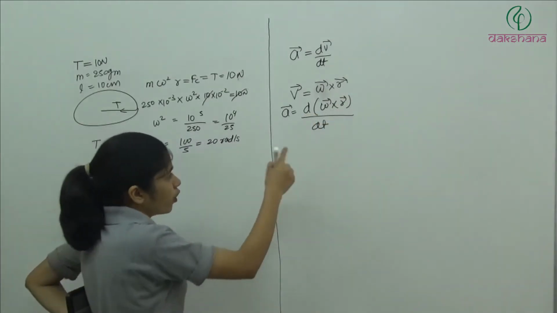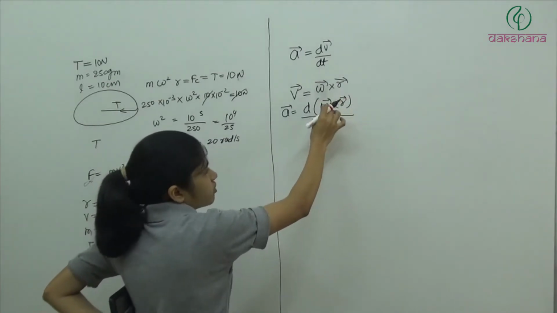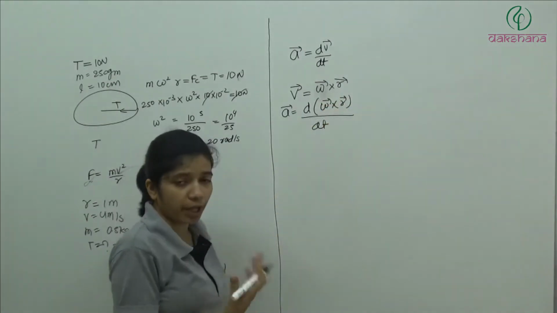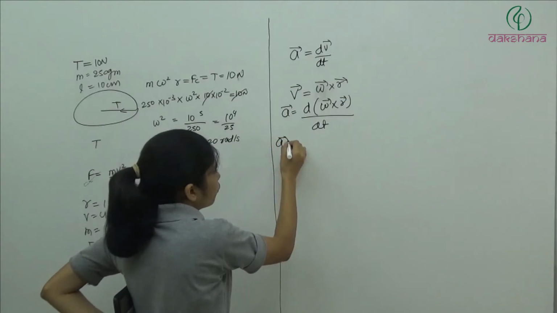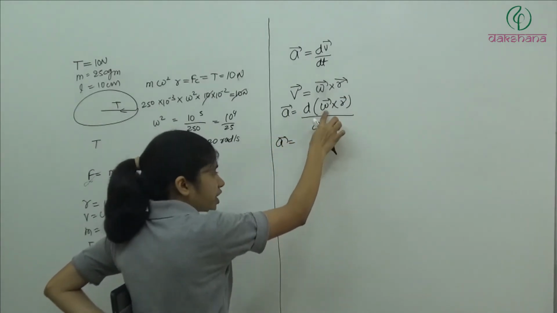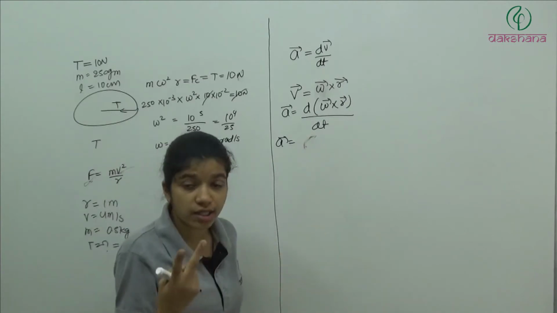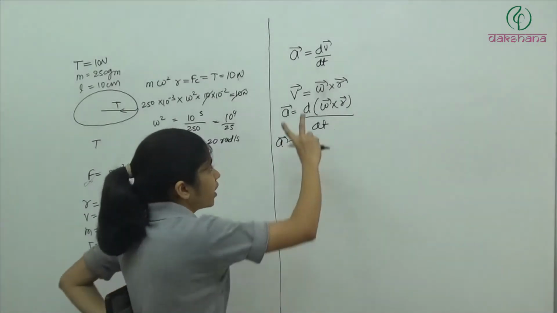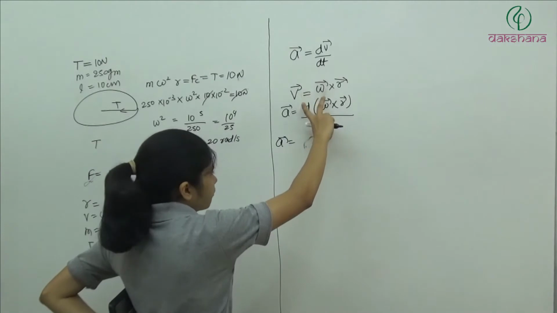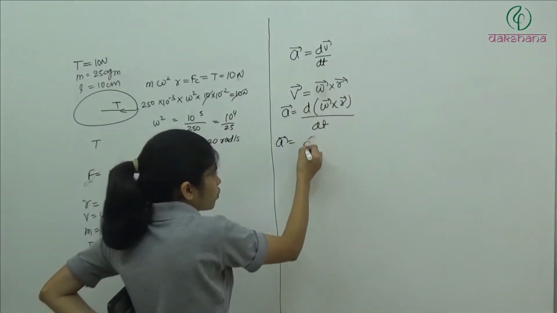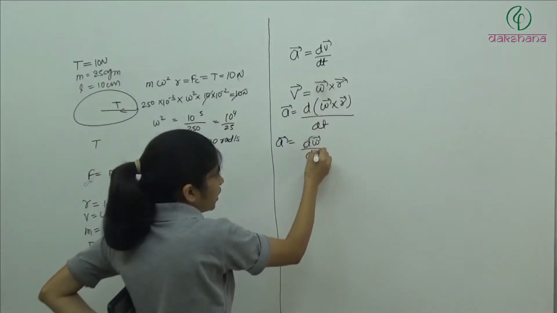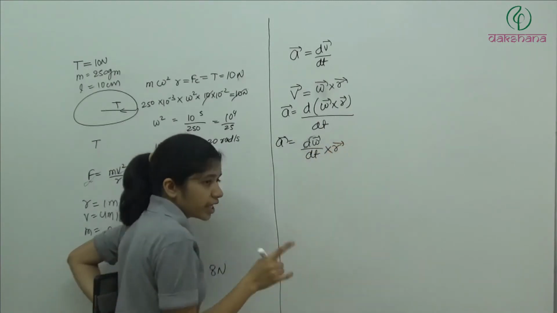Clear? So now from here we have two vectors in a product, so we'll apply the product rule. So a is equal to, first I am differentiating omega, keeping r constant. I cannot change the sequence in a cross product. So I write d omega by dt cross r. I cannot change the sequence.